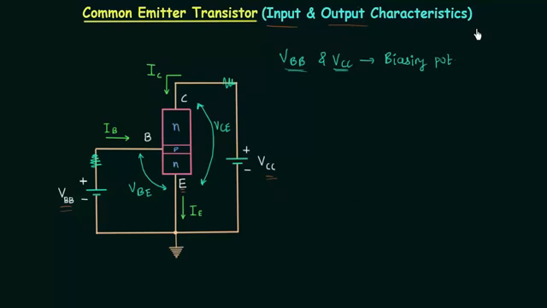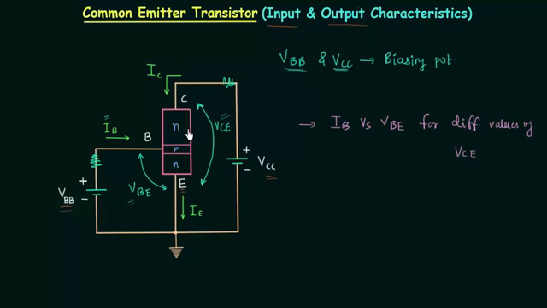In input characteristics of common emitter transistor, we need to plot the graphical relation between the input current IB and the input voltage VBE for the different values of output voltage VCE. So we have to plot the relation between the input current IB versus the input voltage VBE, for different values of output voltage VCE.